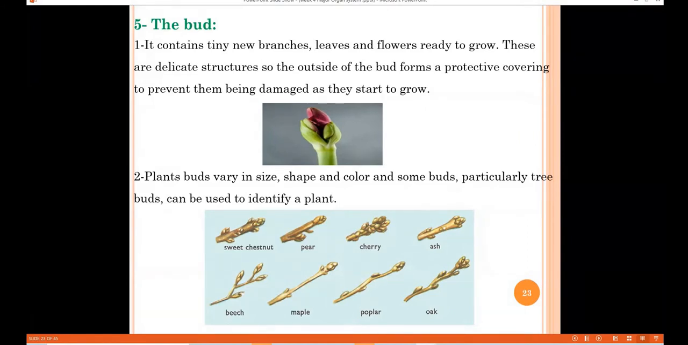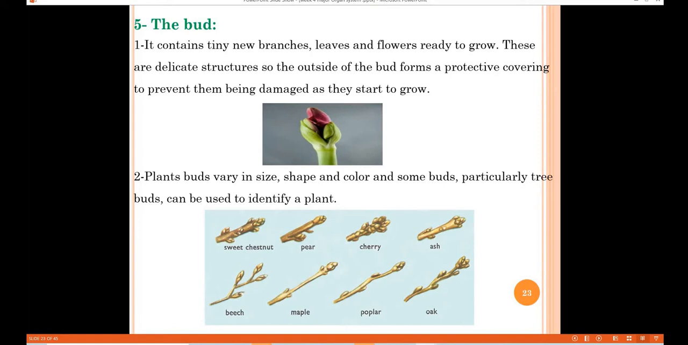What is the bud? The plant buds, they vary in size, shape, and color, and some buds, particularly tree buds, they can be used to identify a plant. Okay, so is the bud the small flower which still didn't open? Yeah, you can either call it a small flower which can bloom into a flower, or sometimes the buds also turn into fruits in some of the fruiting plants. That's interesting. Yes, it is very interesting.